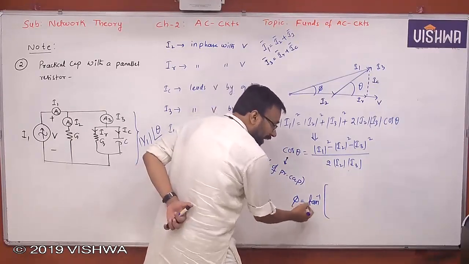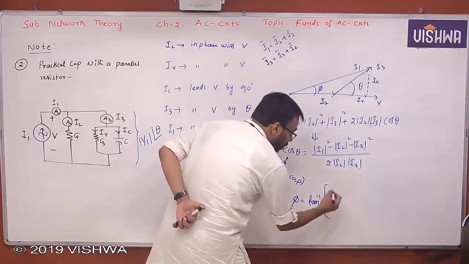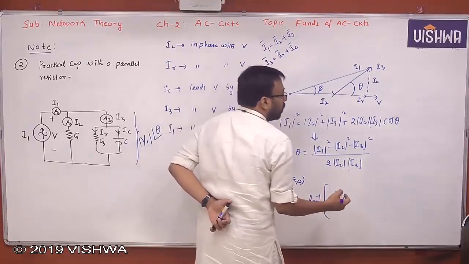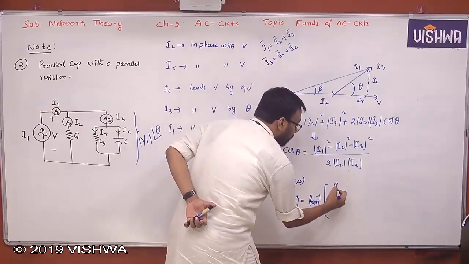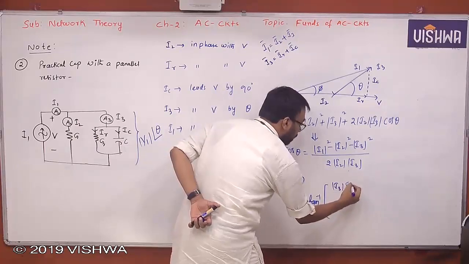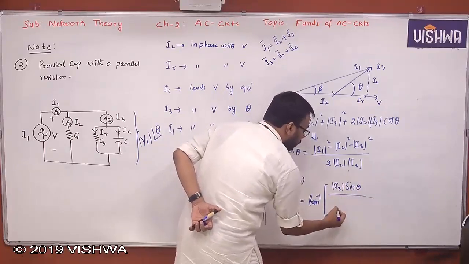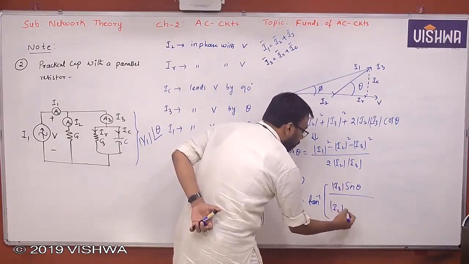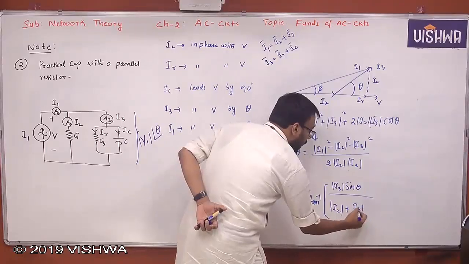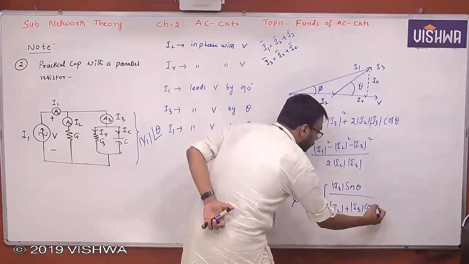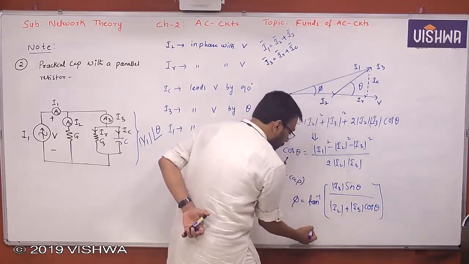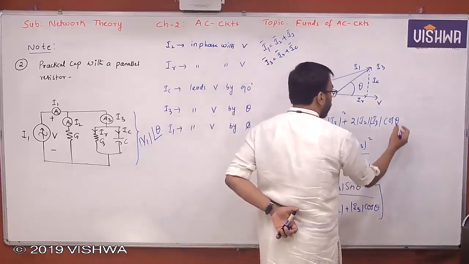Okay, so phi is equal to tan inverse of vertical components. What are the vertical components you have? I3 sine theta, divided by the horizontal component I2 plus I3 cos theta. Understand all of you? Okay, this is very, very important.